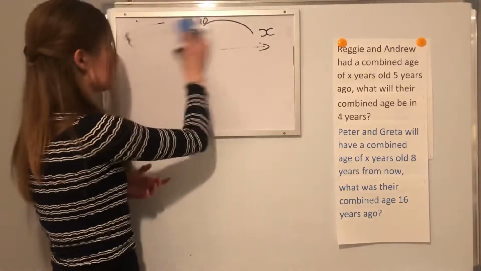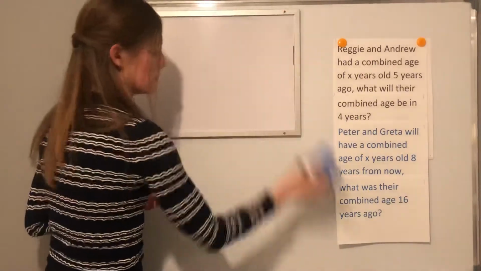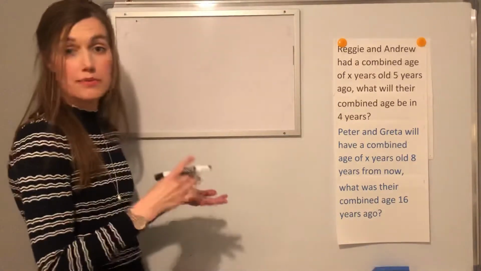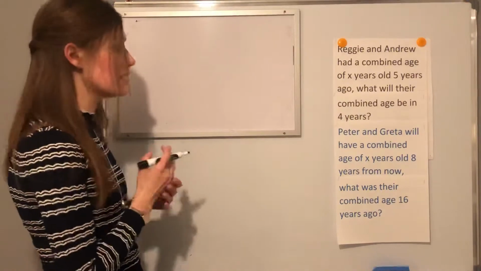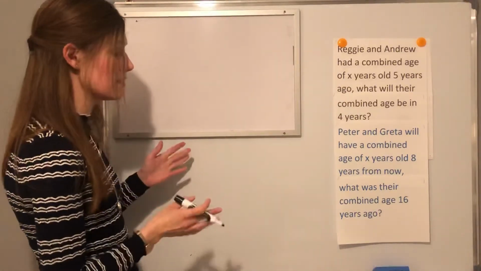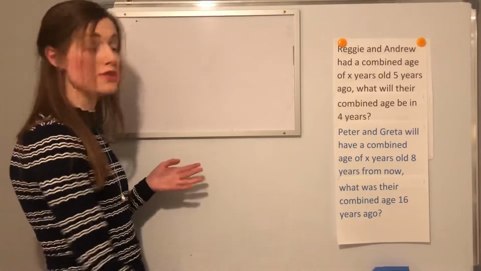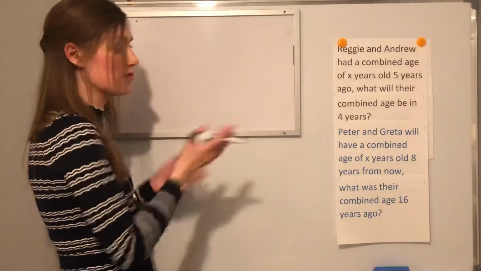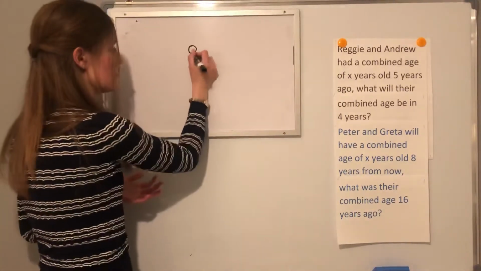Let's try a combined age one now. Now it could be 3 people, 4 people, they could in theory ask you anything. It's the same process. If there were 4 people, you'd take off 4 lots or add on 4 lots. Right, let's do 2 people again.